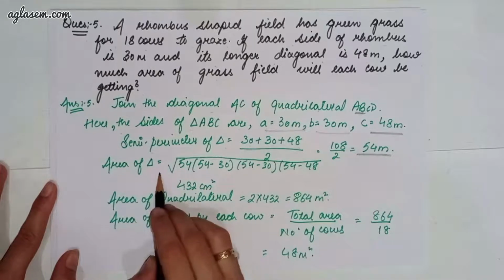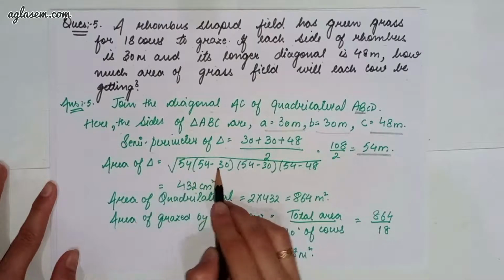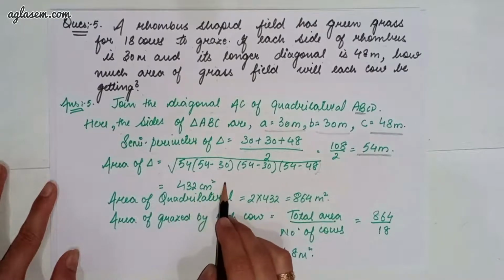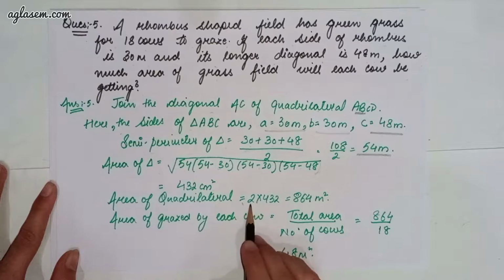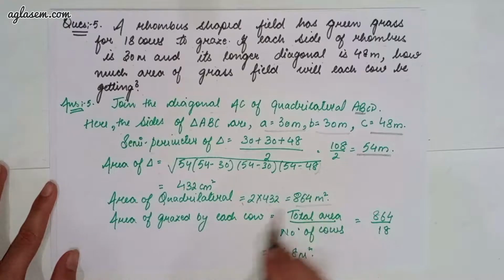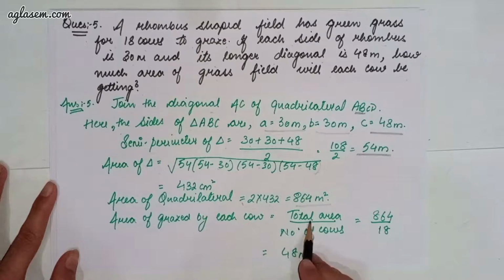Further, the area of the triangle, that is root S into S minus A, S minus B and S minus C, will give you 432 meter square. And the area of the quadrilateral, that is 2 into 432, will give you 864 meter square. Area grazed by each cow, that is total area divided by the number of cows, will give you 864 divided by 18, that is 48 meter square.